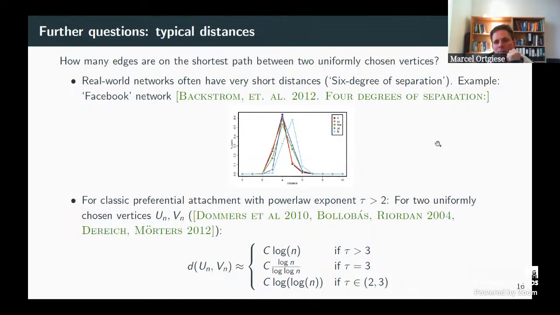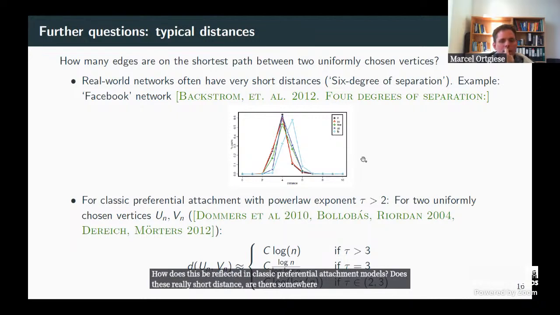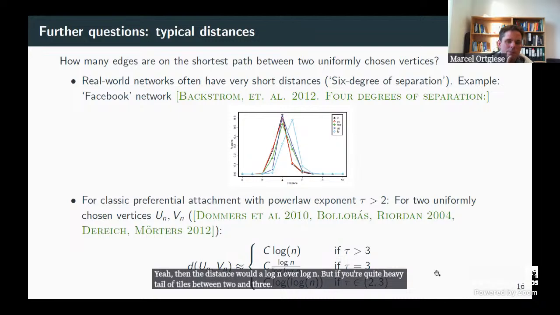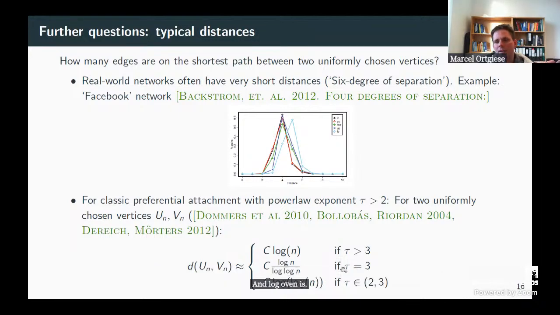How does this get reflected in classic preferential attachment models? Are these really short distances somehow reflected? That's pretty much understood, and it depends on the power law exponent tau. When the degree distribution is quite light-tailed, the distances are log n, which is not super short. If tau equals 3, the critical case, then the distances are of order log n over log log n. But if you're quite heavy-tailed, if tau is between 2 and 3, you get distances of order log log n. And log log n is, for real size networks, pretty close to constant.